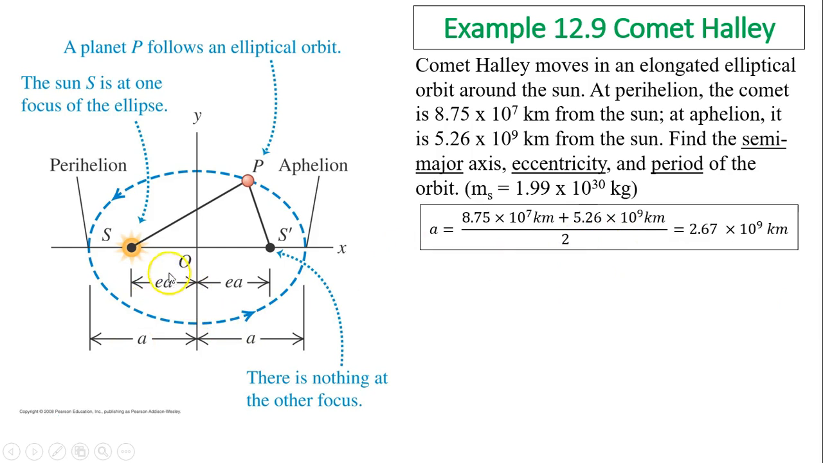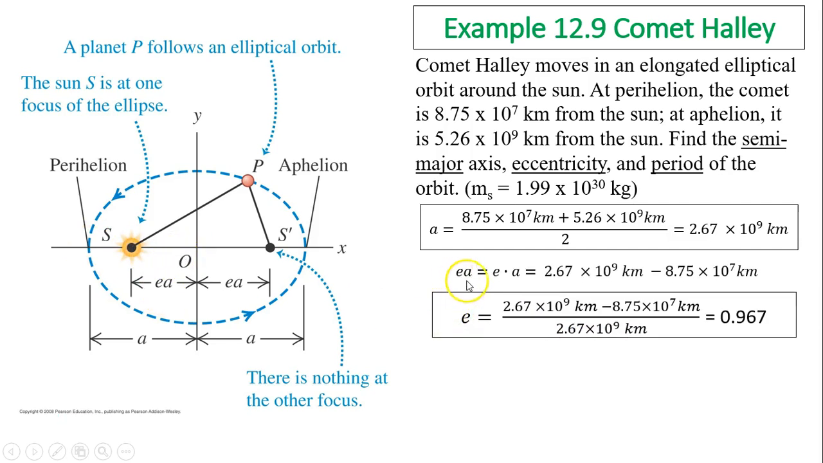Eccentricity: we can find ea if we know the semi-major axis. We use the semi-major axis minus the distance between the perihelion and the Sun, and we get ea. If we know ea and we know a, that's how we can find e. ea is e times a, which is a minus the distance from perihelion to the Sun. So e equals this number divided by a, which is 0.967. So it's very elliptical. It's almost very flat.